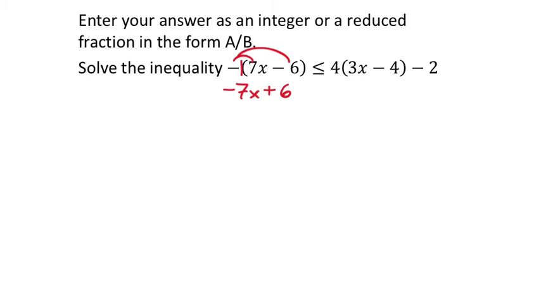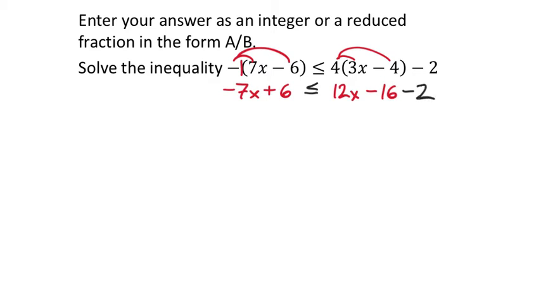Now that's that one set of distribution, but we also have this one over here. That's 4 groups of 3x, which would be 12x. And then also 4 groups of negative 4 would be negative 16. So to write this all out, I got negative 7x plus 6 is less than or equal to 12x minus 16 minus 2.